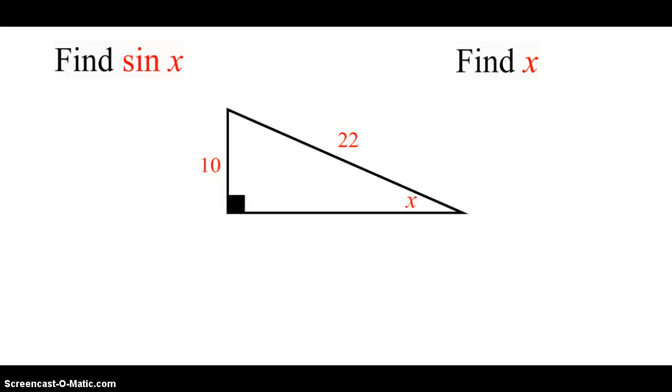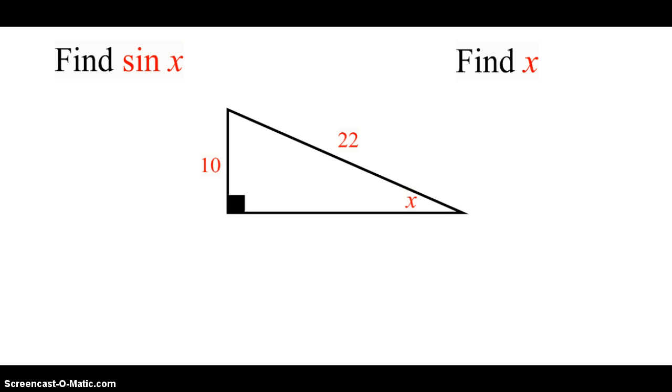Alright, so here I have a right triangle, and I'm asking you one of two things. I'm asking you to find the sine of x and also to find x. What is the difference between these two questions?